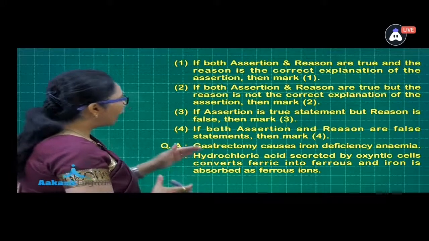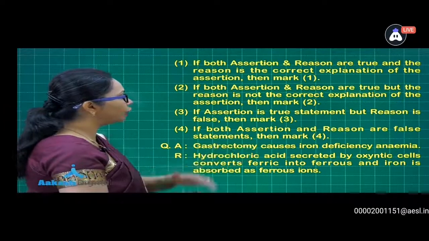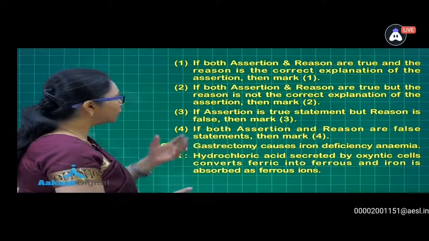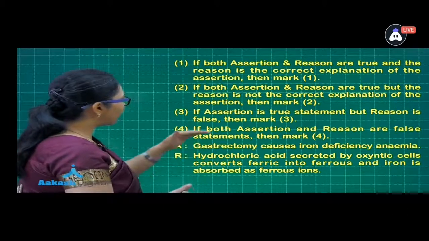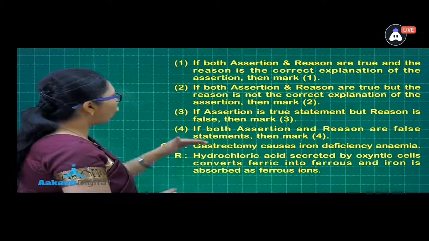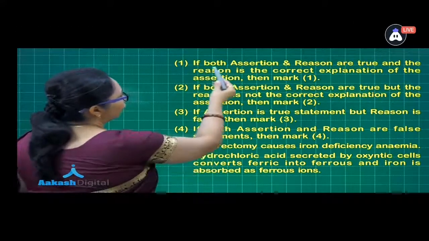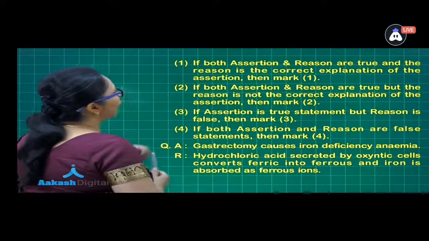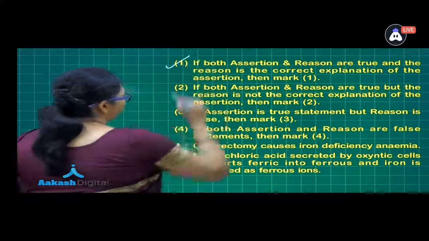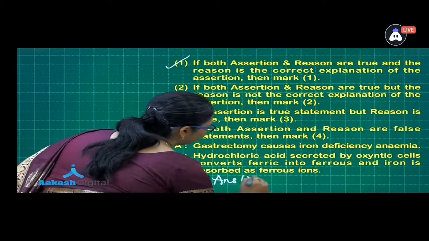If we see the reason, hydrochloric acid secreted by the oxyntic cells converts ferric into ferrous and iron is absorbed as ferrous. So that is absolutely the correct reason. So assertion is correct, reason is correct, and reason is the correct explanation of the assertion. So our correct answer would be when both assertion and reason are true and reason is the correct explanation. So this will be our correct answer, that is 1.